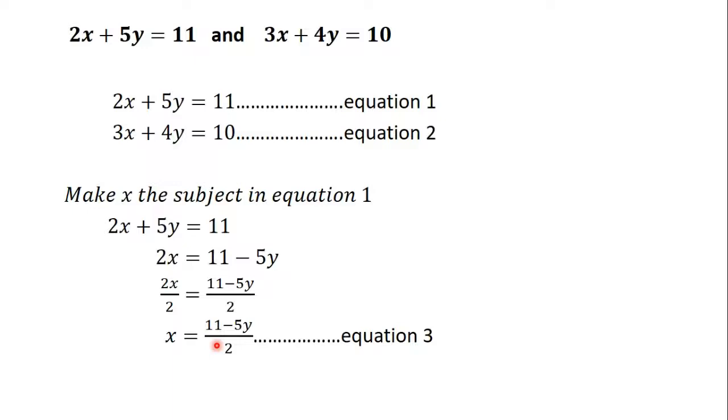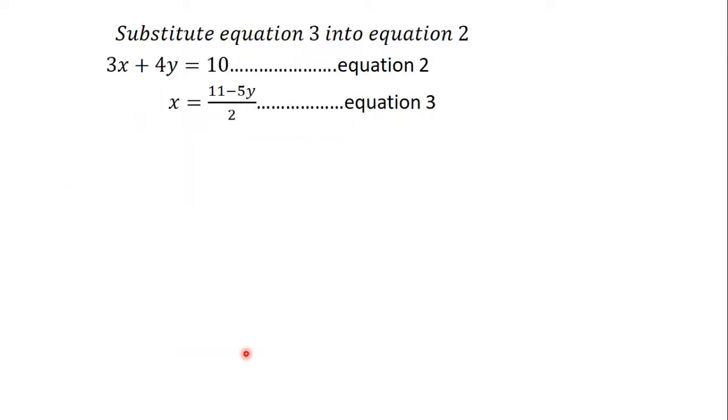Now what do I do? I will substitute this new x into equation 2. What this means is that whenever I see x in equation 2, I'll replace it with 11 minus 5y divided by 2. Is all that clear? I've made x the subject in equation 1. So you go to equation 2 and wherever you see x, you replace it with 11 minus 5y over 2, which is the new x.